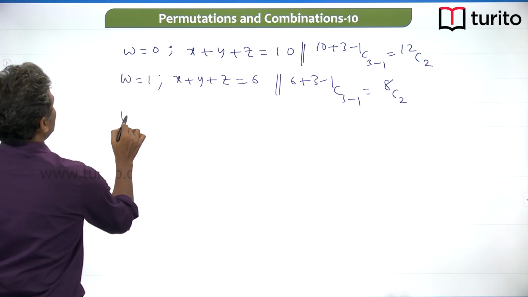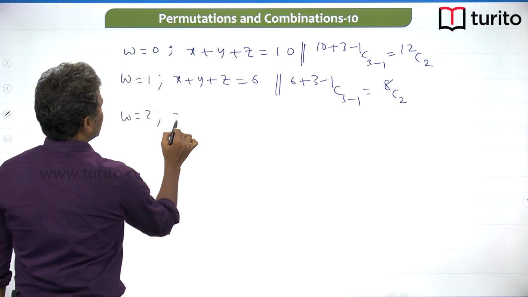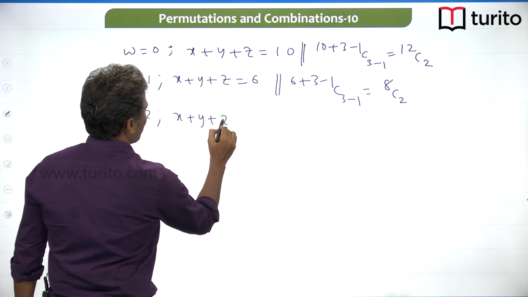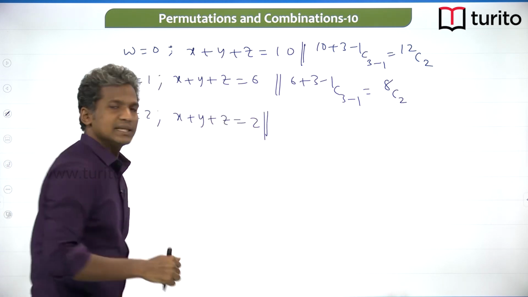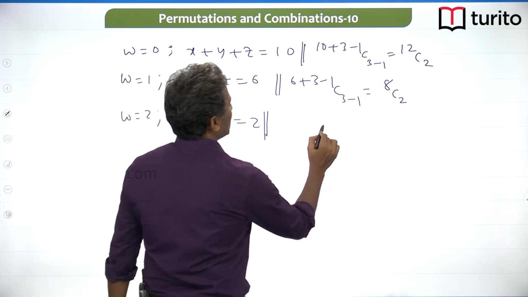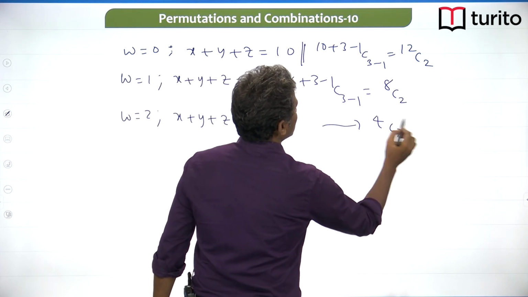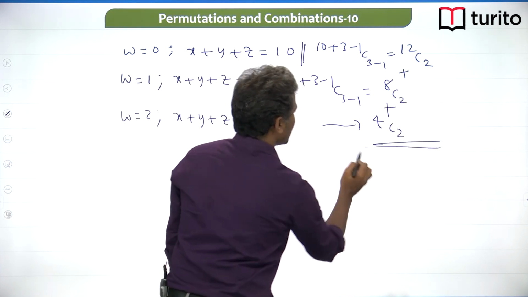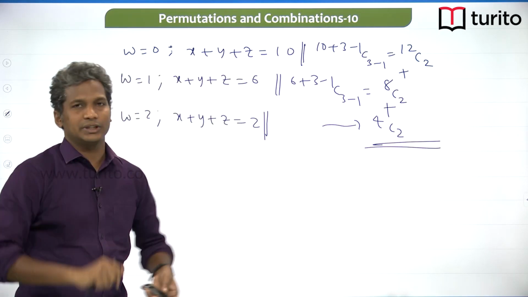Now again I will take w equal to 2. So what do I get here? x plus y plus z equal to 2. Again the same formula, so applying the formula will give us 4C2. When we add these three numbers, we are going to get our total number of solutions.